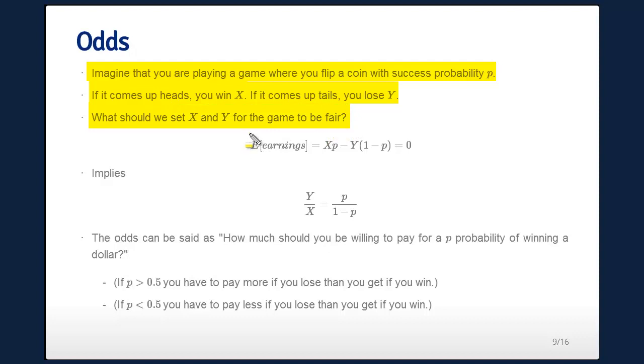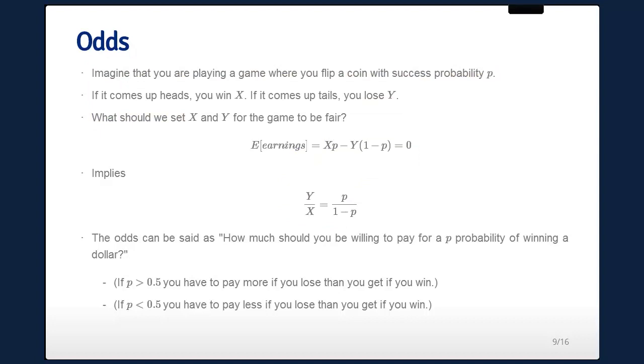Well, what do we mean by fair? It means that your expected earnings and your opponent's expected earnings, which are just the negative of yours, have to be equal to 0. Well, what is that? You win X dollars with probability P, and you pay out Y dollars with probability 1 minus P, and we want that to be equal to 0. That implies this equation right there, and so let's explore that equation.